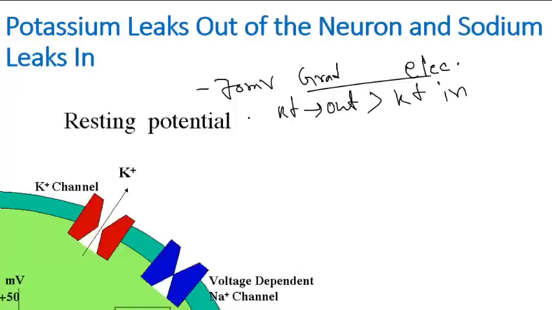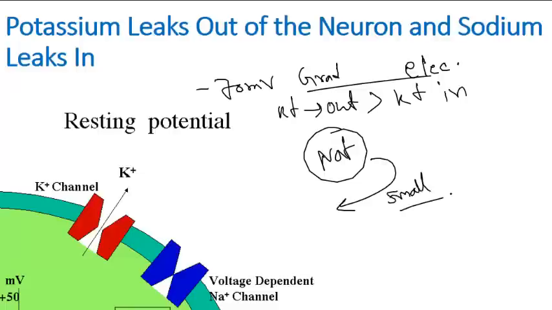But at minus 70 millivolts, in the same situation, the force on sodium is very large, right? The force on sodium is very large, but the neuron is only slightly permeable to sodium. As a result, a small amount of sodium moves continuously into the neuron. Small amount, but it will move continuously inside the neuron.